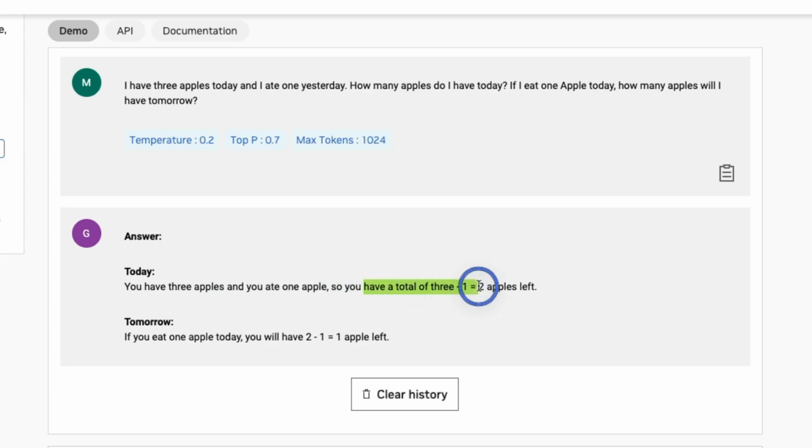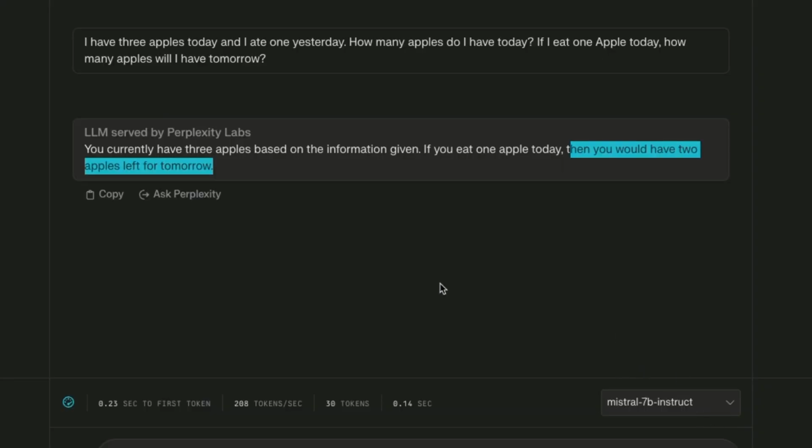So you have a total of 3 minus 1, 2 apples left. And for tomorrow, if you eat one apple today, you will have 2 minus 1 equal to 1 apple left. So I think Mistral instruct is a better model, at least for this prompt.